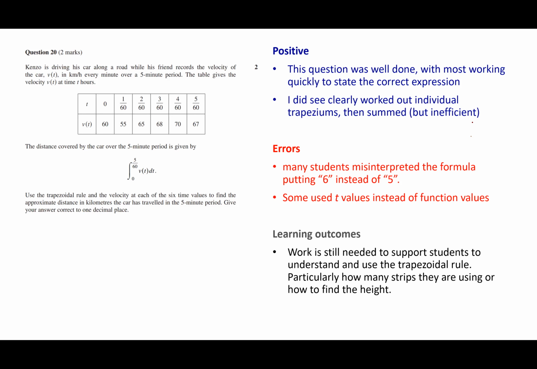So I suppose the clear takeaway from that is we still need work to support students' understanding of the trapezoidal rule, with particular focus on how many strips they're using, or finding the height correctly, depending on which formula they're going to use.